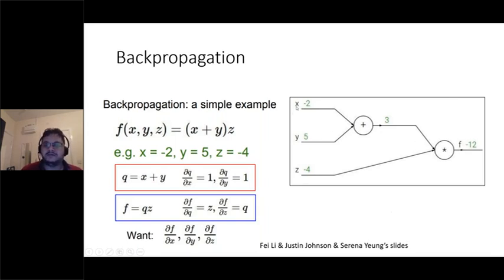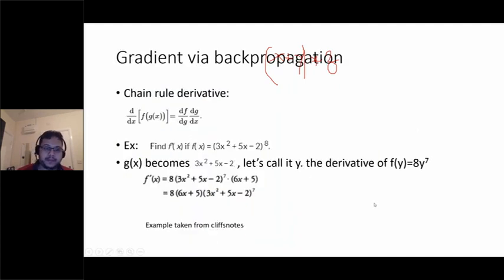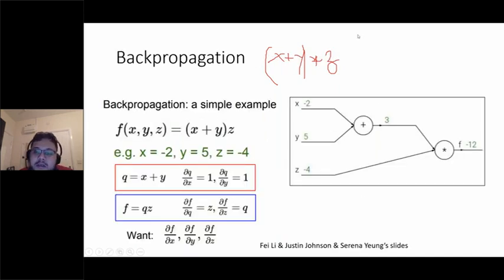It just means we have x plus y here, and we multiply it by z. So what we are trying to compute is x plus y multiplied by z. The good side of the computational graph is that it can be seen as a combination of functions, exactly like this one. This is the goal of computational graphs.